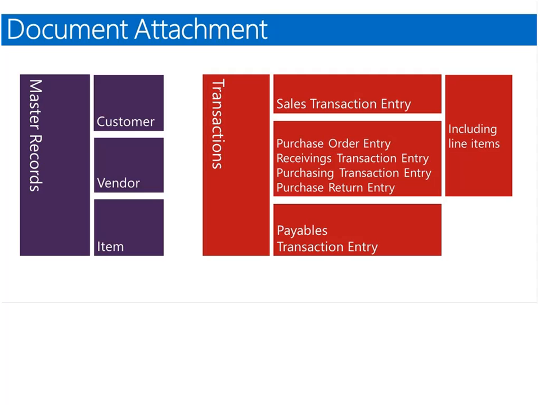And then we did add payables transaction entry recently. So in the AP invoice window, if you need to add an attachment to a record, you can do that in the payables transaction entry window as well. So those are the areas where we have the doc attach feature as far as at the transactions level inside Dynamics GP.